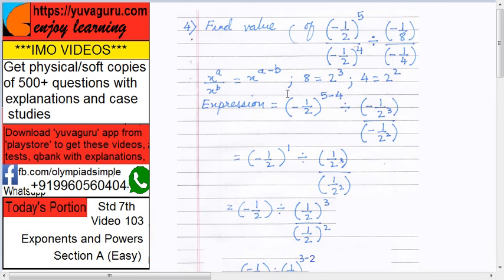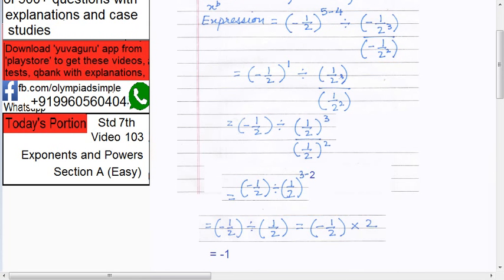Again the same logic. This x^a upon x^b. So it becomes 1 upon 2 raised to 3 minus 2. This minus 1 upon 2 as it is, divided by 1 upon 2 raised to 3 minus 2. So it becomes 1. So minus 1 upon 2 divided by 1 upon 2 raised to 1. So you need not write 1. It's same. It's understood. So this divide should become multiply now.